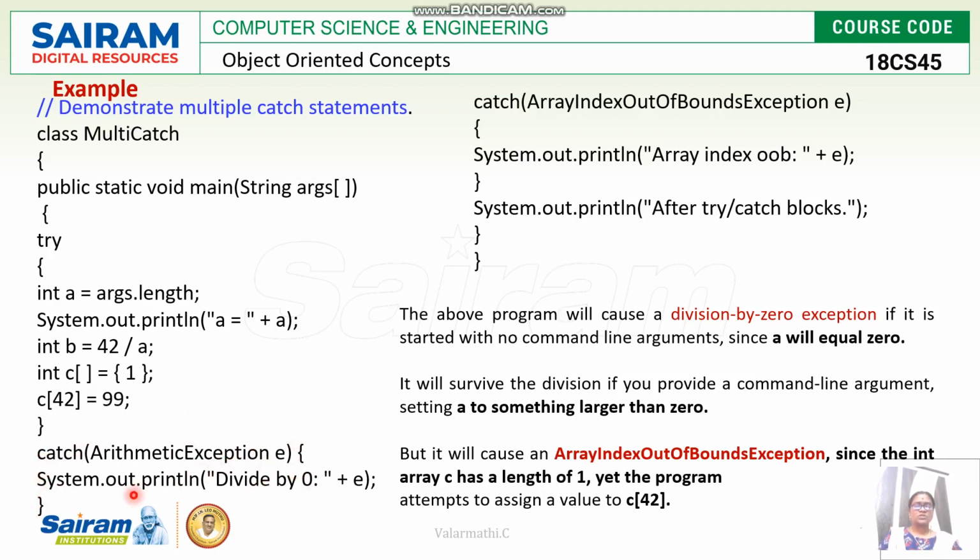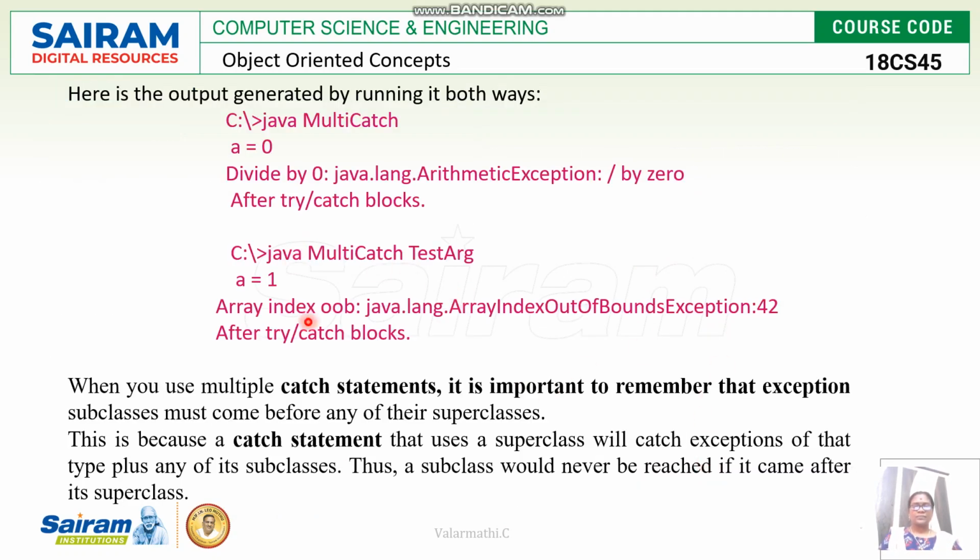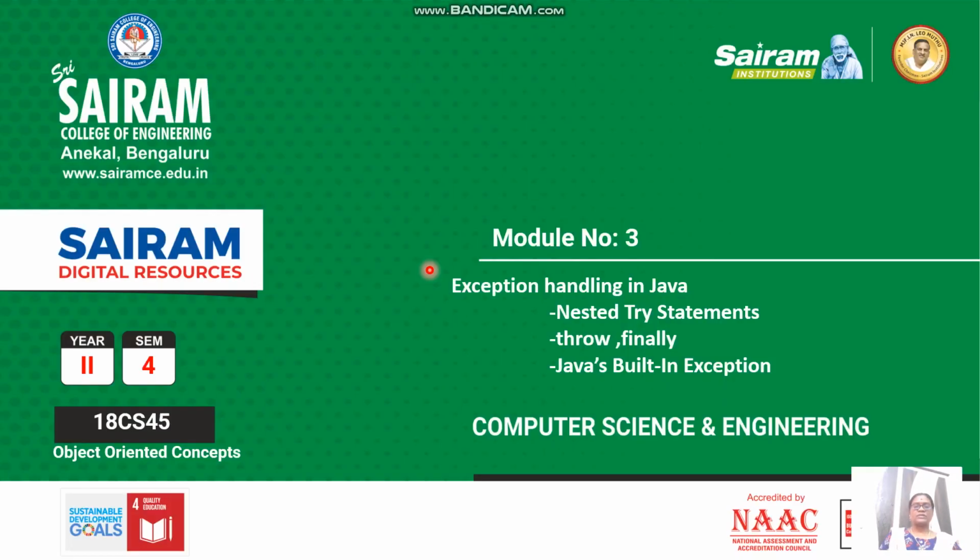Inside each catch clause, the corresponding message is also written. It will throw messages such as divide by 0 and array index error. The outputs are: java.lang.ArithmeticException: / by 0 is one output, and java.lang.ArrayIndexOutOfBoundsException: 42 is the other. So these are the two outputs I can get according to the previous example.